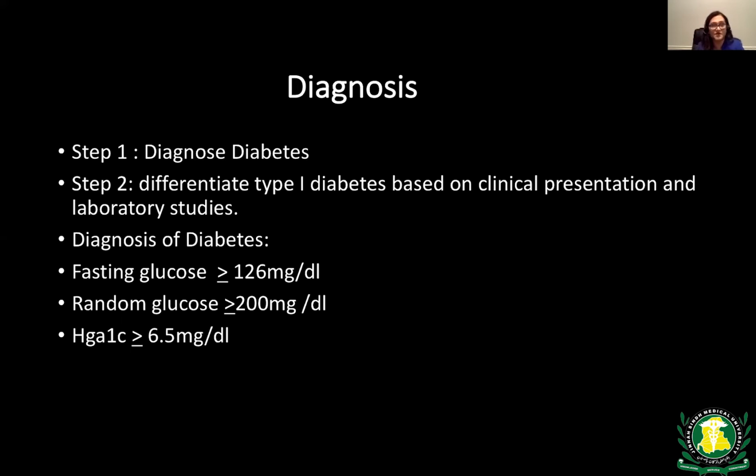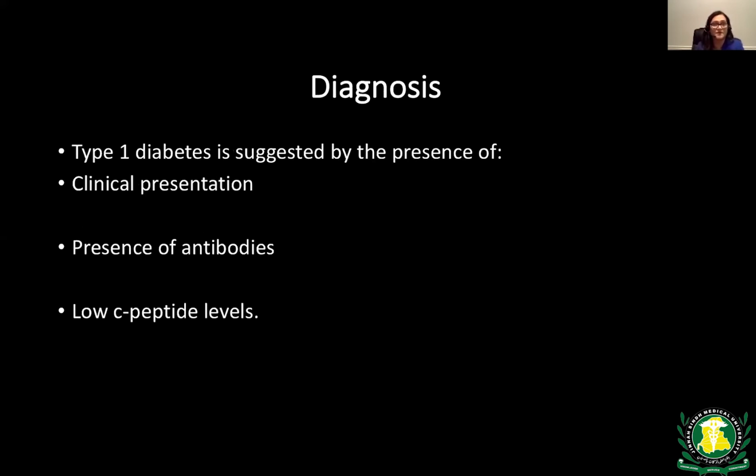Once you know the patient has diabetes, then you move on to step 2, where you want to differentiate whether this person has type 1 or type 2 diabetes. Now, for type 1 diabetes, there is no specific test that will clear-cut tell you that this person has type 1 diabetes. Type 1 diabetes is basically suggested by clinical presentation, presence of antibodies, and low C-peptide levels. Insulin antibodies are present in all individuals who take insulin within 2 weeks after taking insulin. Hence, once insulin is taken, these antibodies cannot be used for diagnostic purposes.